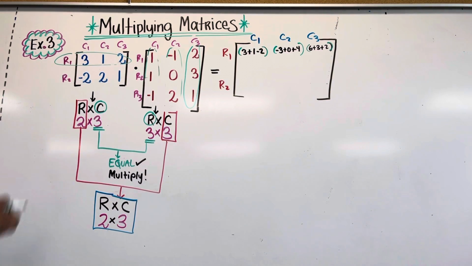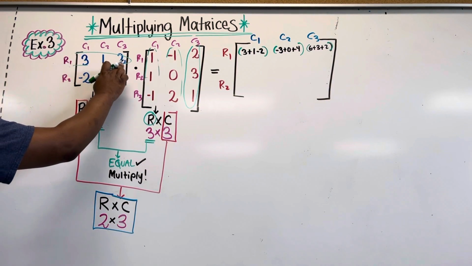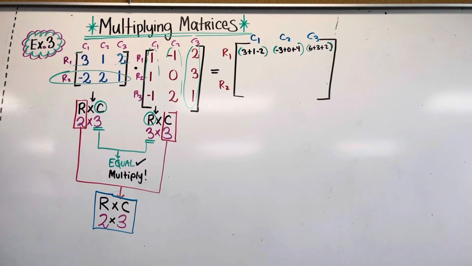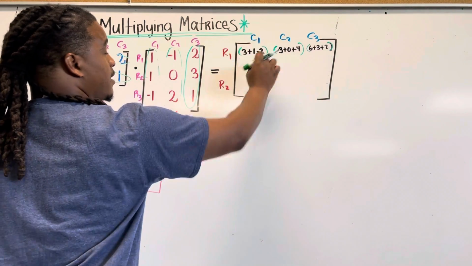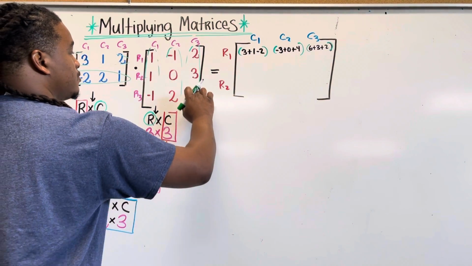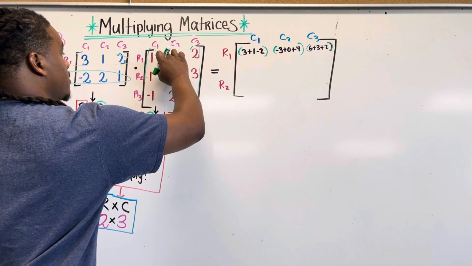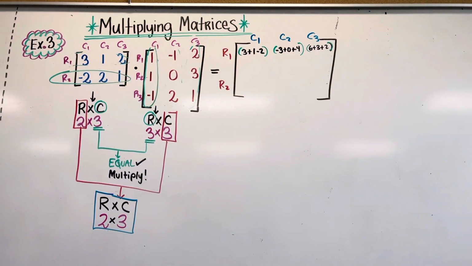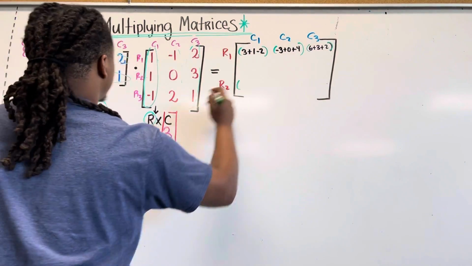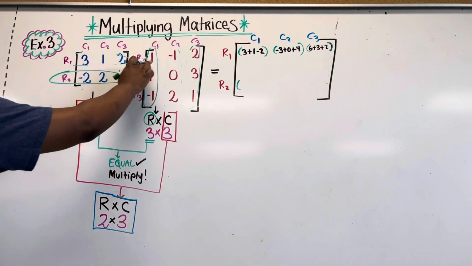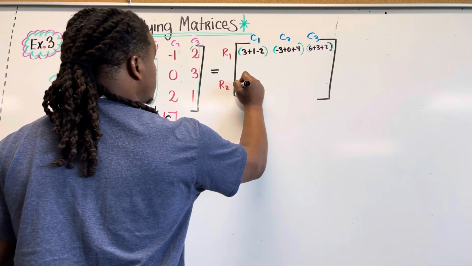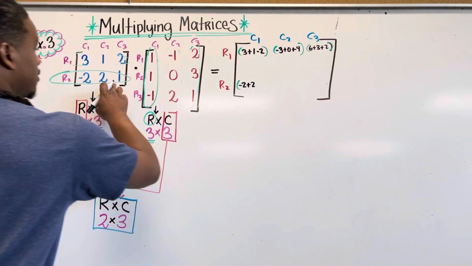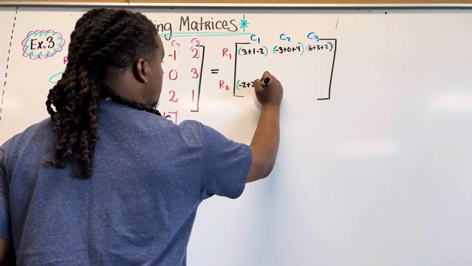I'm done with the first row, guys. Now I'm going to start multiplying all the numbers in the second row of the first matrix. So now I'm down to row 2, column 1. Negative 2 times 1 is negative 2. 2 times 1 is 2. 1 times negative 1 is negative 1.